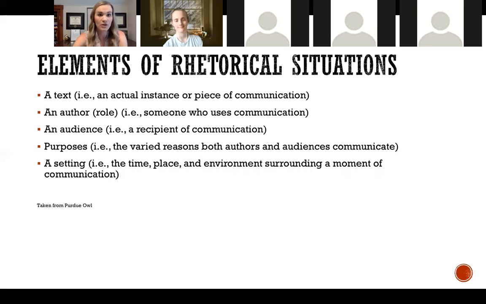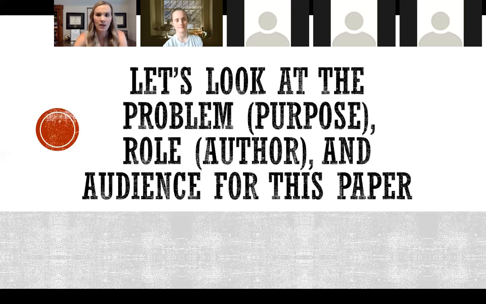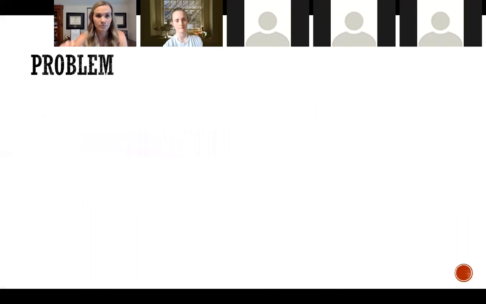Okay, so I want to focus on some of the specifics for our paper. And again, I'm going to be giving you examples to help you visualize what this should look like. We're going to look specifically at the problem, which is the purpose, the role, which is the author, and the audience for this paper. For the problem, first you need to make sure that it is stated as a claim. What does it mean when I say it needs to be stated as a claim?